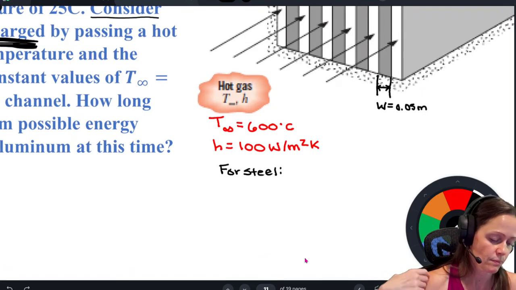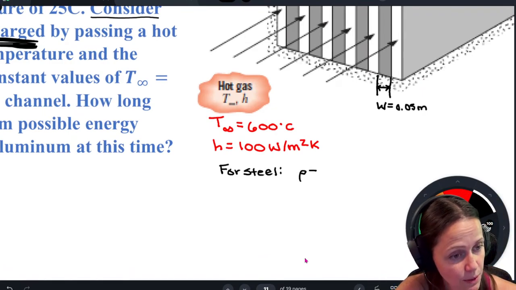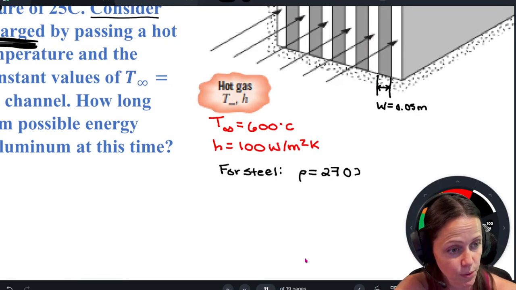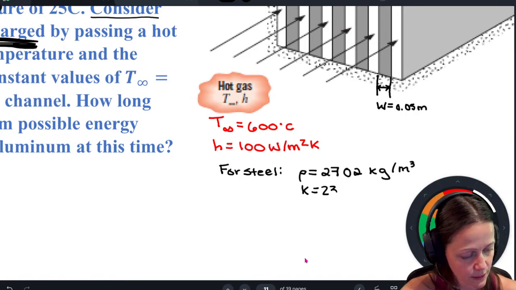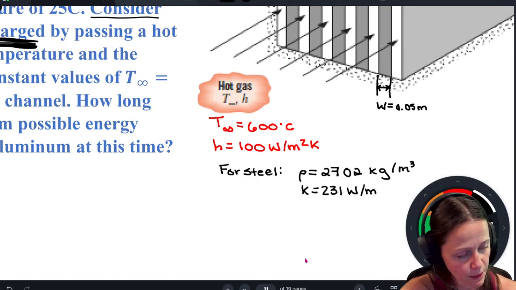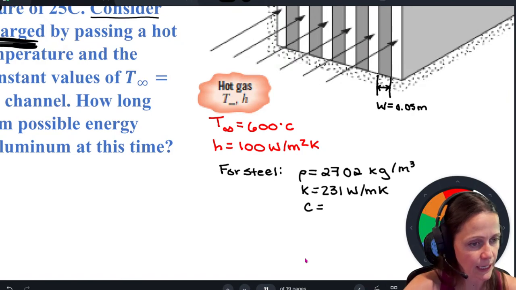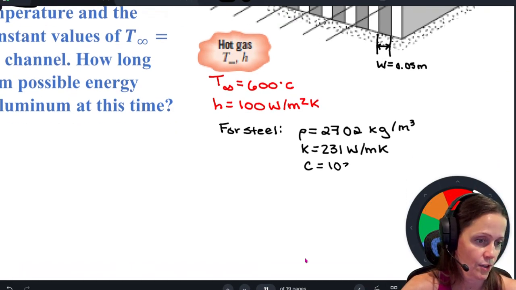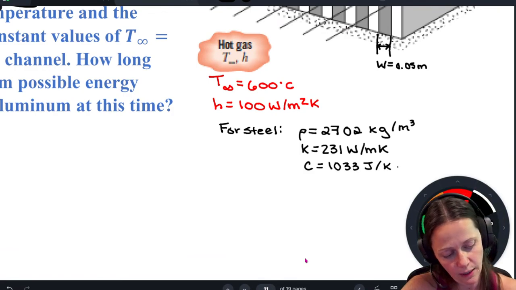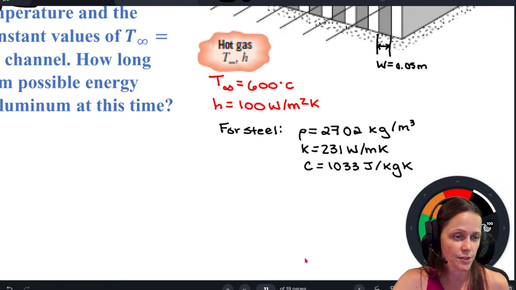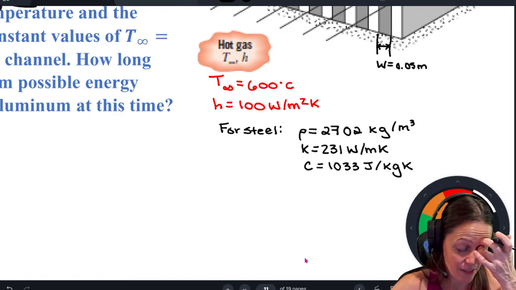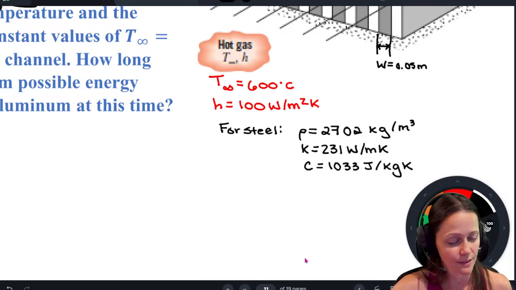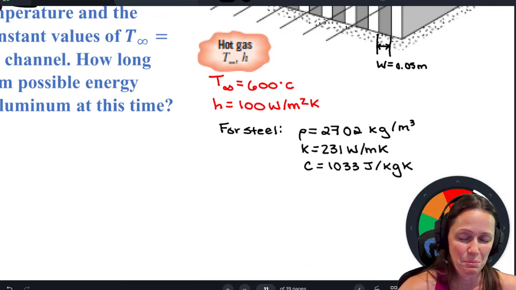For the material, rho is not going to change, but rho is 2702 kilograms per meter cubed. We have a thermal conductivity of 231 watts per meter Kelvin. And then we have a specific heat of 1033 joules per kilogram K. So again, just watch your units with the specific heat. Sometimes it's in kilojoules per kilogram K, and you just need to make sure that you watch your units. Hint, hint, if you get a problem like this on a test.